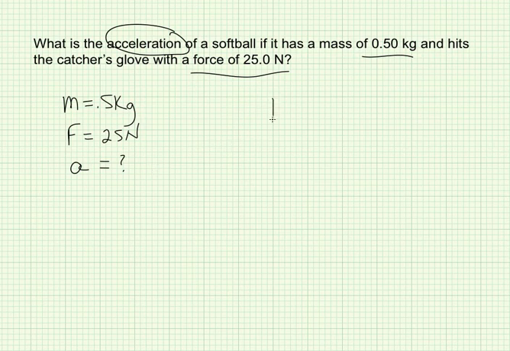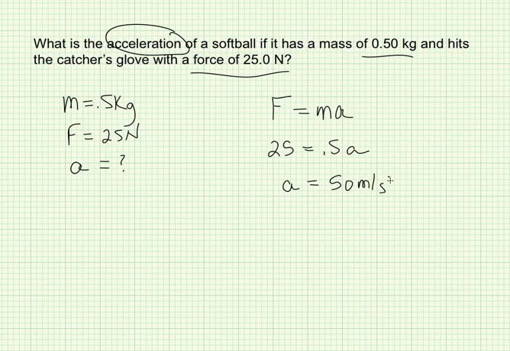So using the fact that F equals ma, these are very simple cases, so just doing F equals ma is going to be perfectly appropriate. 25 equals 0.5 times my acceleration. My acceleration then would be 50 meters per second squared. Now later we're going to find out that that really should be negative because isn't the softball slowing down as you catch it?